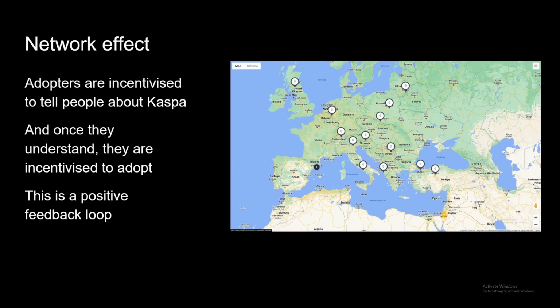And there is also the game theory of network effect. Adopters are incentivized to tell other people about Kaspa. And once those people truly understand what's going on, they are also incentivized to adopt, and then in turn are incentivized to tell other people about Kaspa, and that becomes a positive feedback loop. So this is a map of all the places in Europe and the Middle East that take Kaspa at the minute. I predict in 2 or 3 years' time, this will be a much, much higher number of places that take Kaspa as a form of payment.